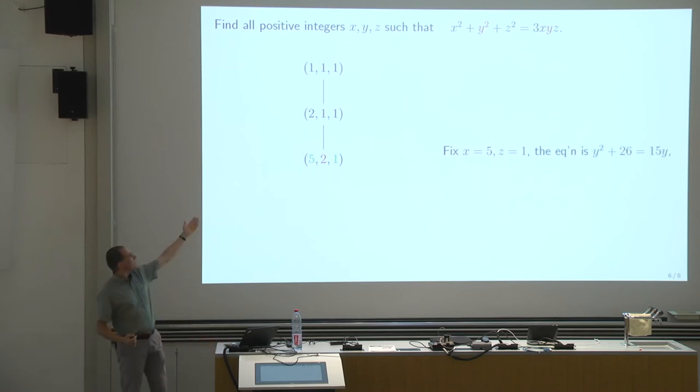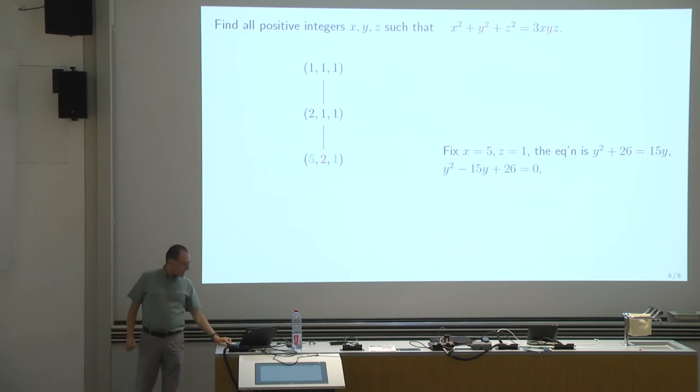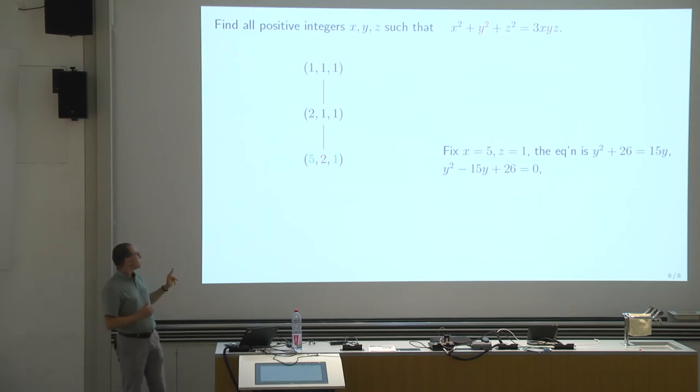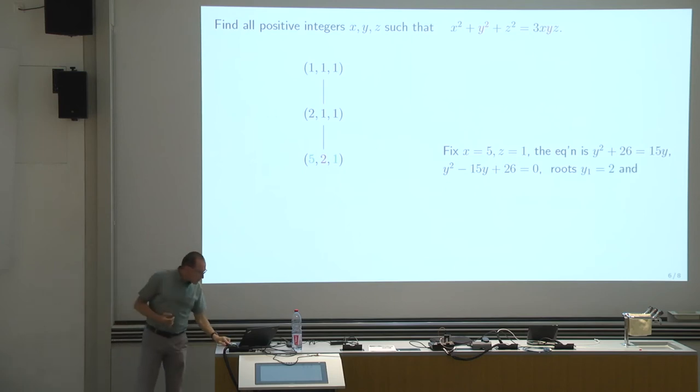Absolutely, absolutely. 5 squared plus 1 squared is 26. 3 times 5 times 1 is 15. So you get 15y. Bring everything to the left. What are the solutions of this equation? 2 and 13. Absolutely.